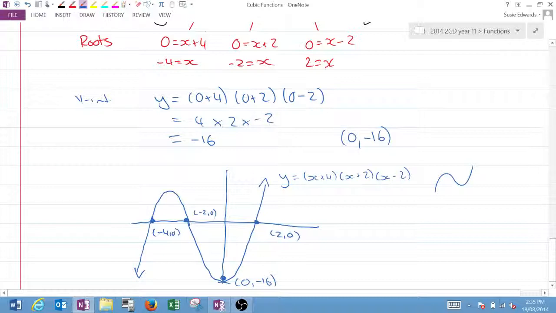So it's just that this point at the y-intercept might not be the actual turning point. The turning point might be a little bit to the left or a little bit to the right, we don't know. But as long as we show those points and we put it in the right direction, we're okay with that. Okay? Jesse?